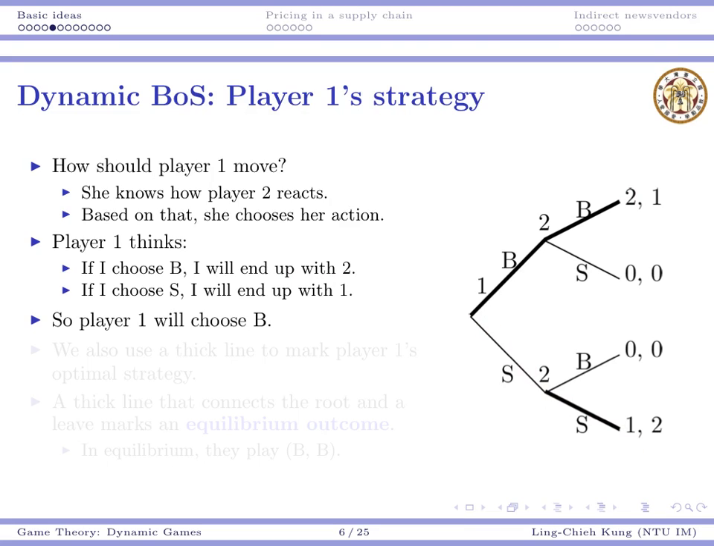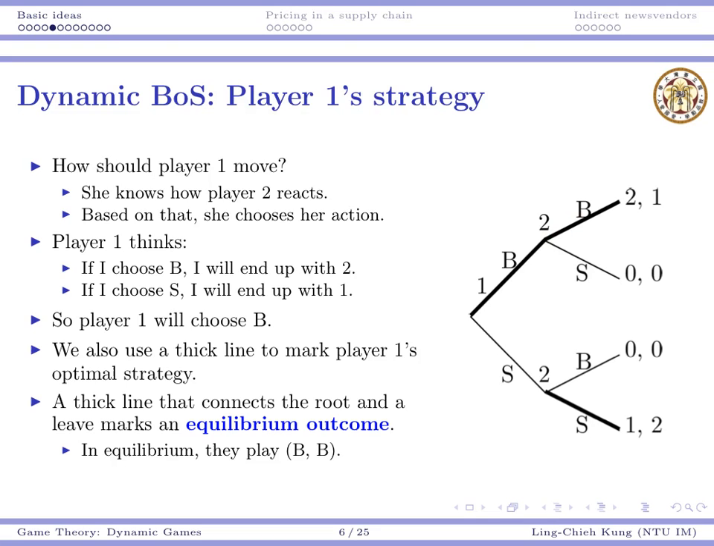So now player 1 will make her decision. Player 1 will choose B. And then we say BB will be an equilibrium outcome. The thick line here tells us that player 1's optimal strategy will be to choose B. And a thick line connecting the root and a leaf tells us what's an equilibrium outcome. It may be like this, B and B.